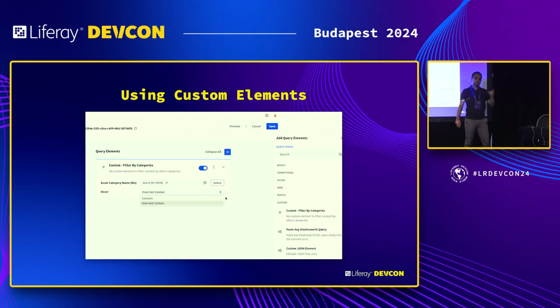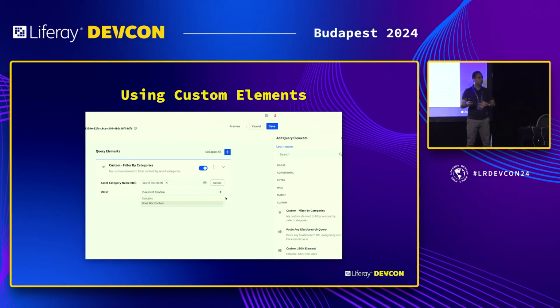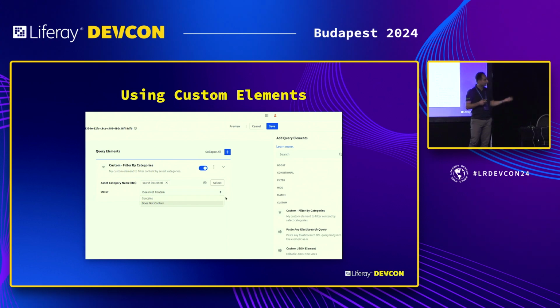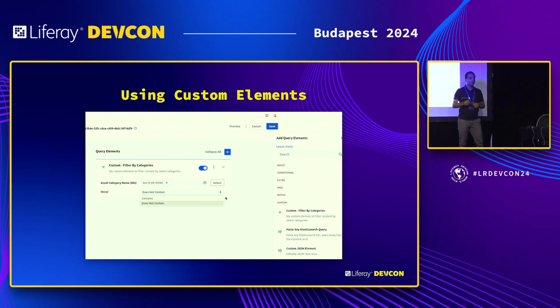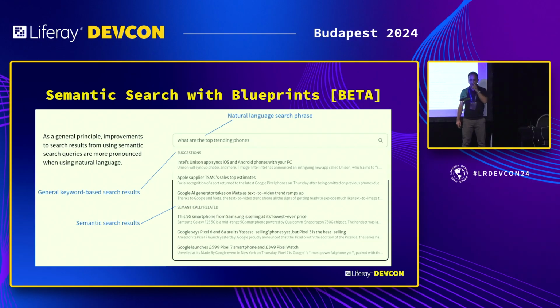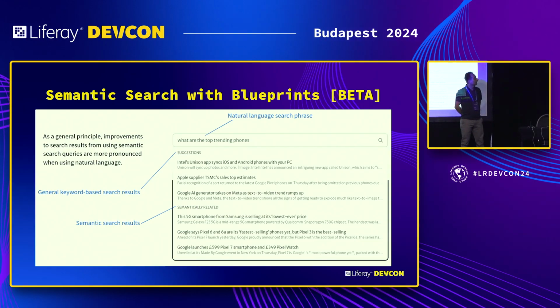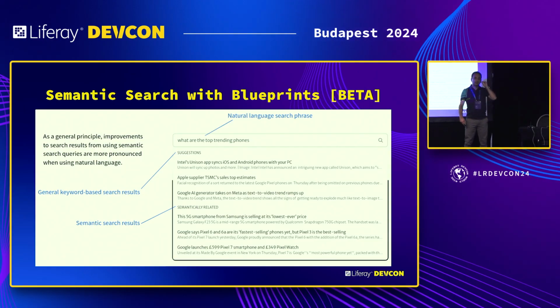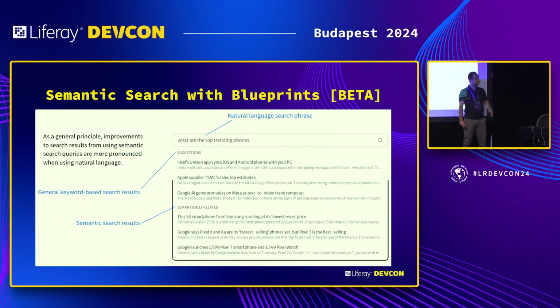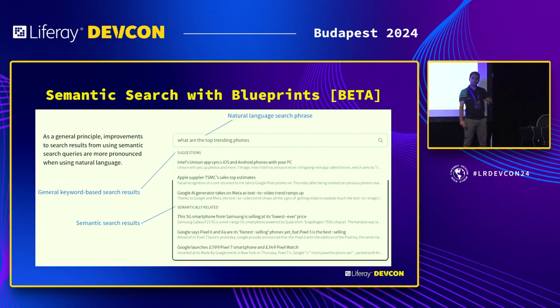So this way, developers in your team can create the element once, and even non-technical people can configure the actual categories and the selection mode later. And that's already available. Another thing, it was highlighted in the previous session that semantic search, so to get semantic results on your search bar suggestions, for example, that's also using blueprints under the hood.